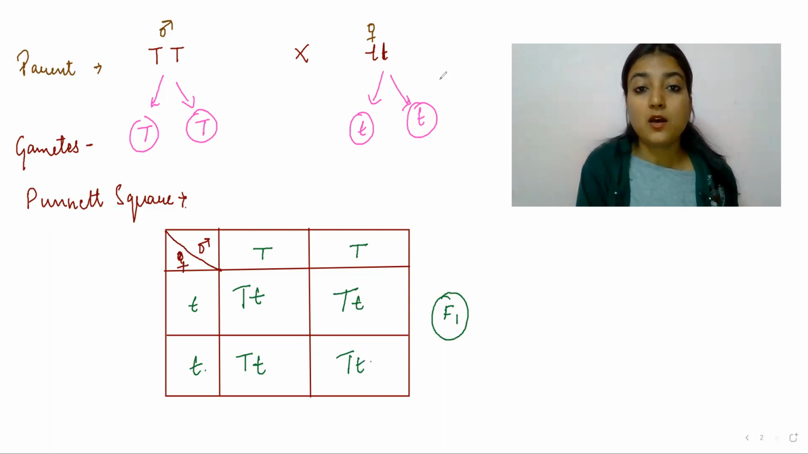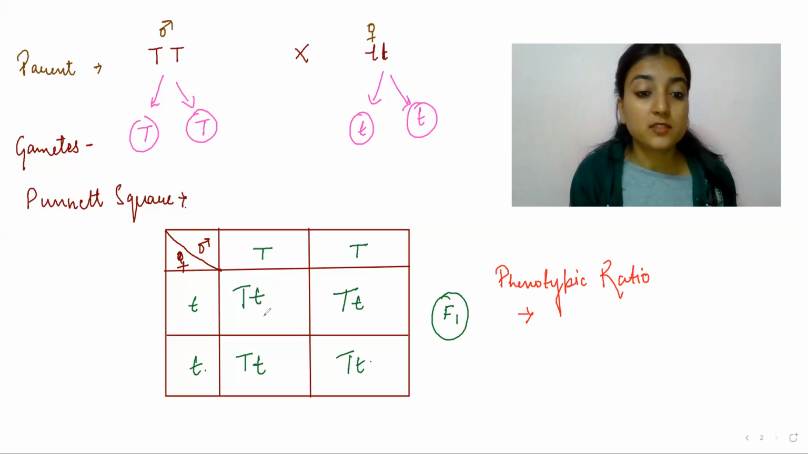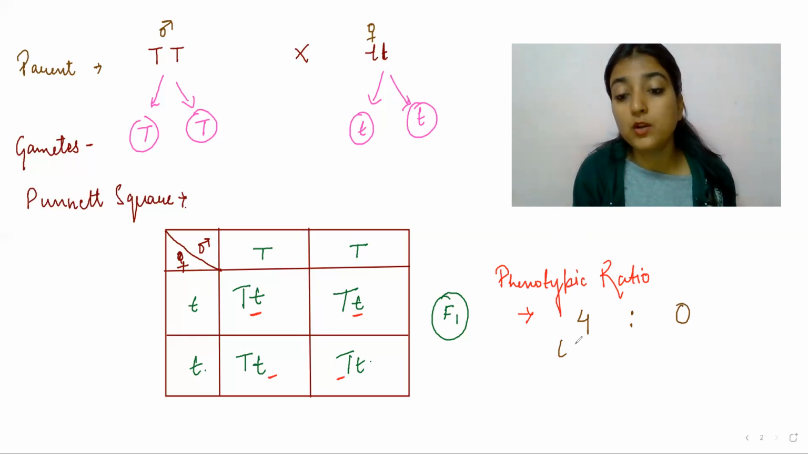Now, after making the F1 generation Punnett square, we will write the phenotypic ratio of this Punnett square. Phenotypic ratio means the physical appearance. This is tall, this is tall, this is again tall, and this is tall. So the phenotypic ratio will be 4:0, where 4 is tall and 0 is dwarf.